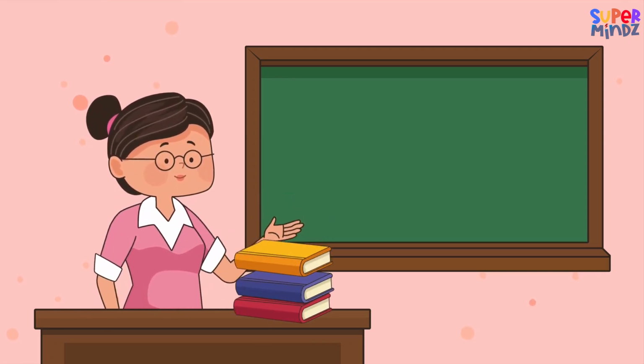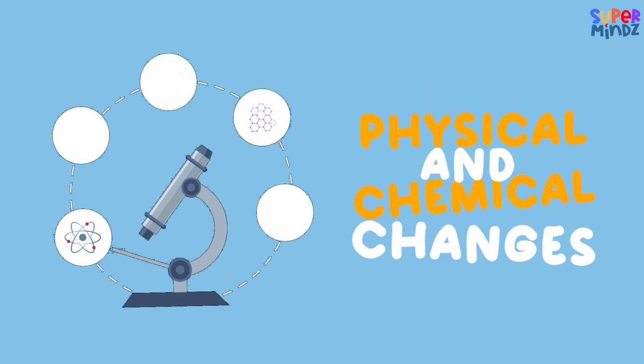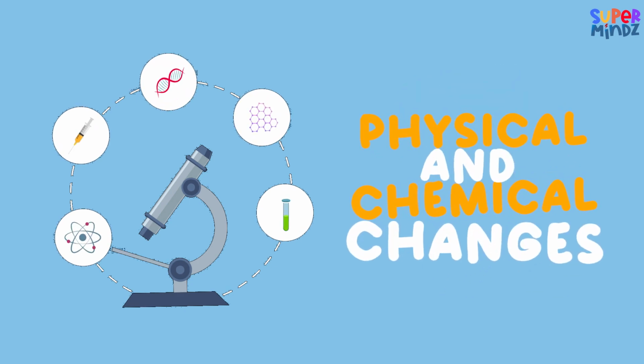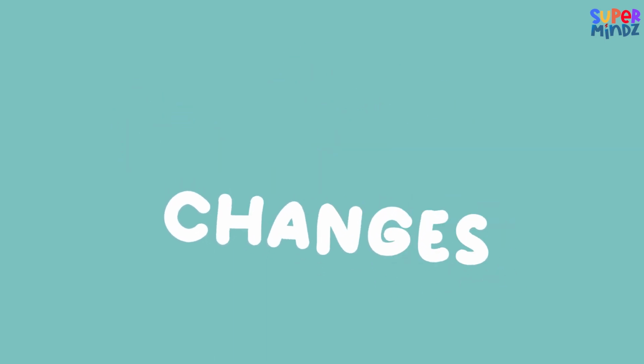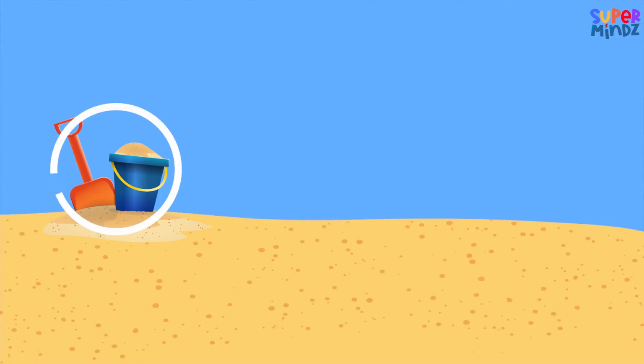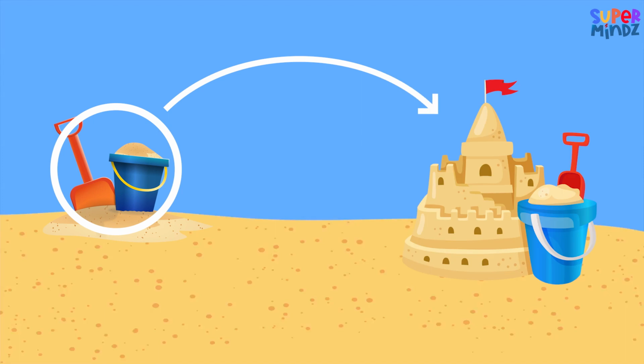Hello and welcome back. Today, let's look into a fun science topic: physical and chemical changes. Physical changes. Physical changes are when a substance changes its appearance or form, but its basic nature stays the same. Let's look at some examples.